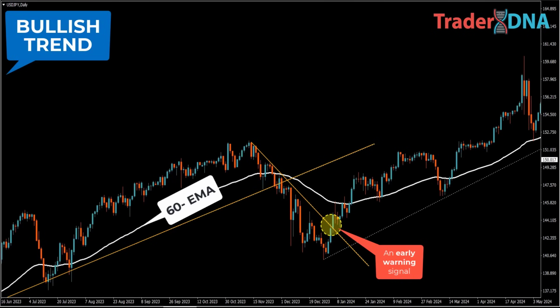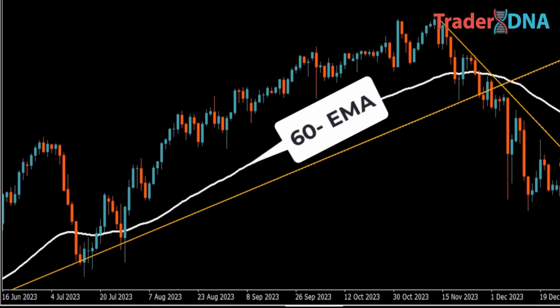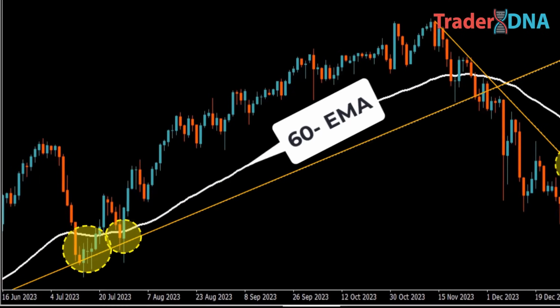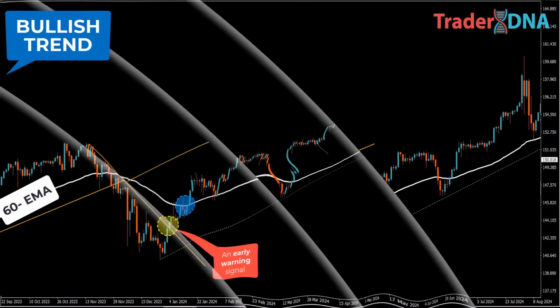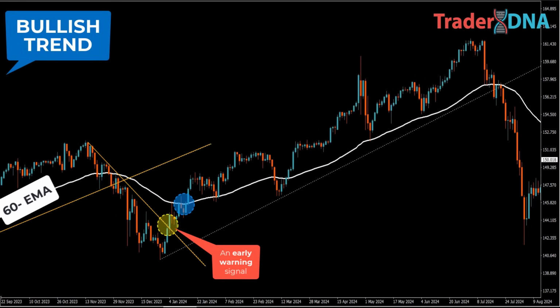Second, price breaks above the 60 period EMA. Sometimes price crosses the EMA before breaking the trend line, and other times it happens after. Either way, that's totally fine. What matters is that both levels get broken. Look at the left side of the chart here. Price broke the 60 period EMA, but failed to break the trend line. The market held its position instead of reversing. So the moment price successfully breaks above both 60 period EMA and the trend line, traders can enter a buy position on the next candle's opening.